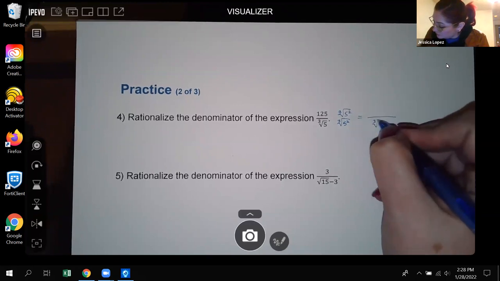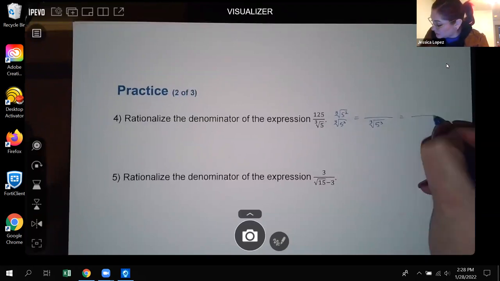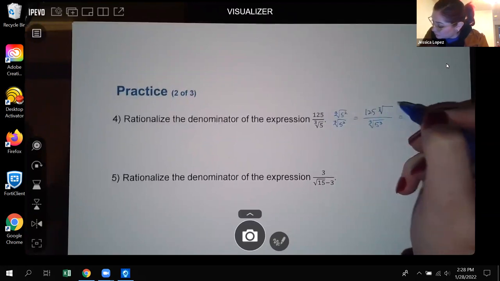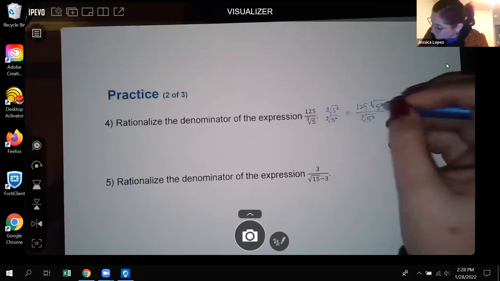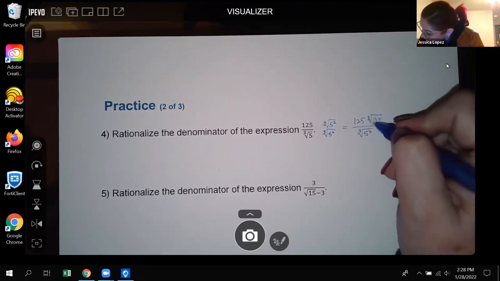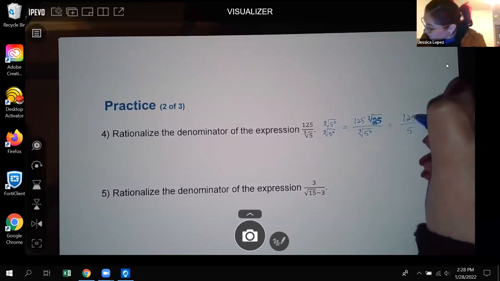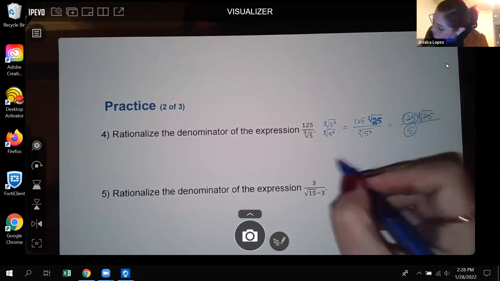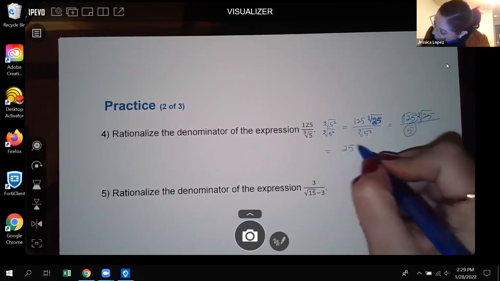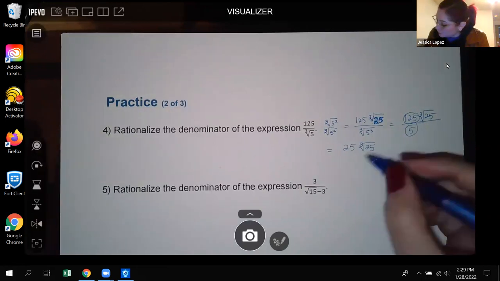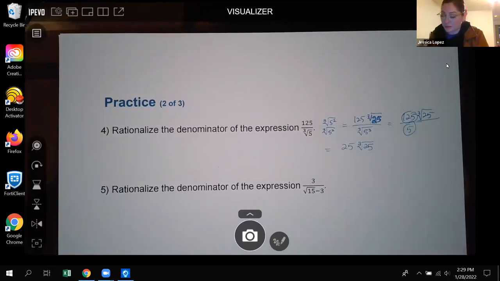And then once I get that 5 cubed, I can just write the denominator as 5. In the top, I get 125 cube root of 5 squared, or instead of writing 5 squared, I can just write 25 because that is 5 squared. So I get 125 and then cube root of 25. These can reduce. So I get 25 cube root of 25, since it'll be over 1 and I don't have to write 1 denominators.